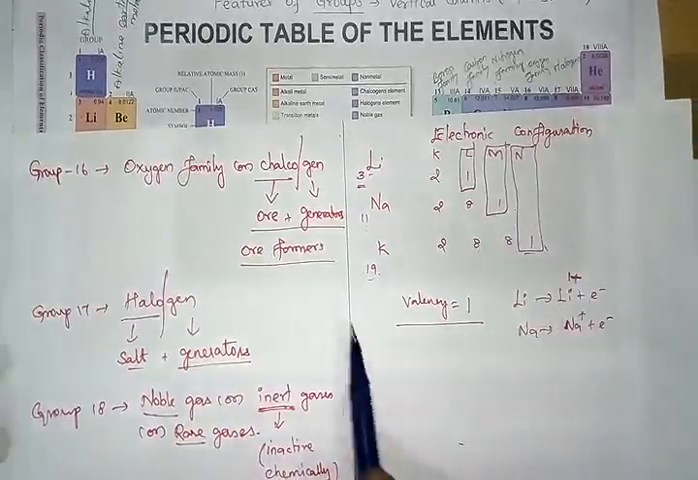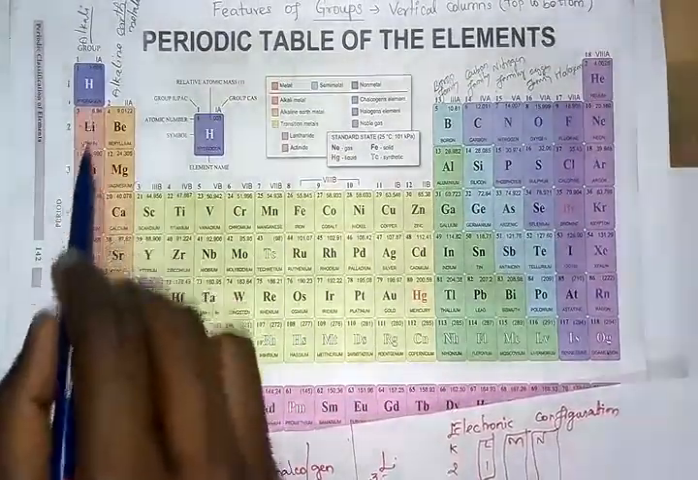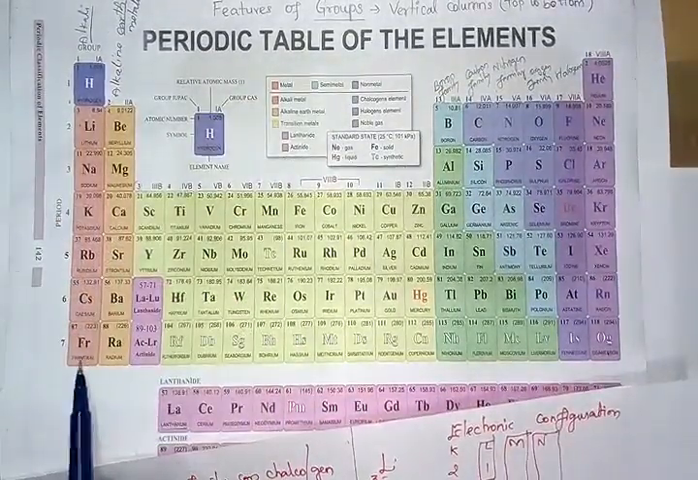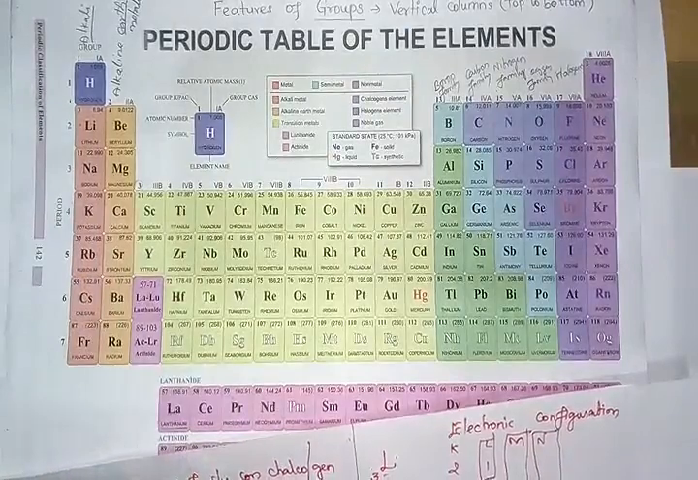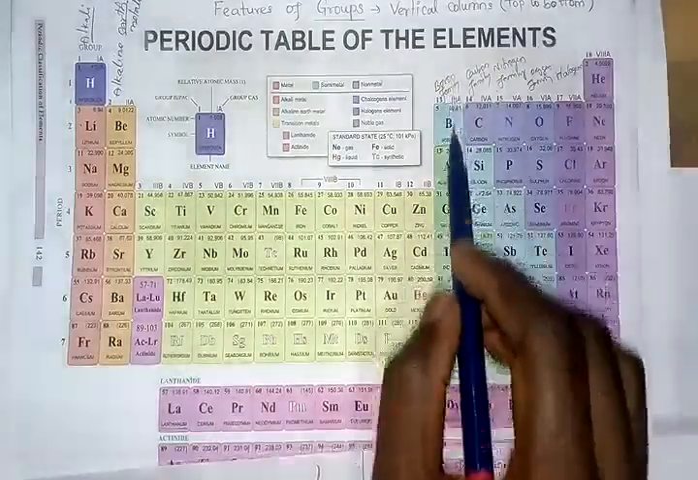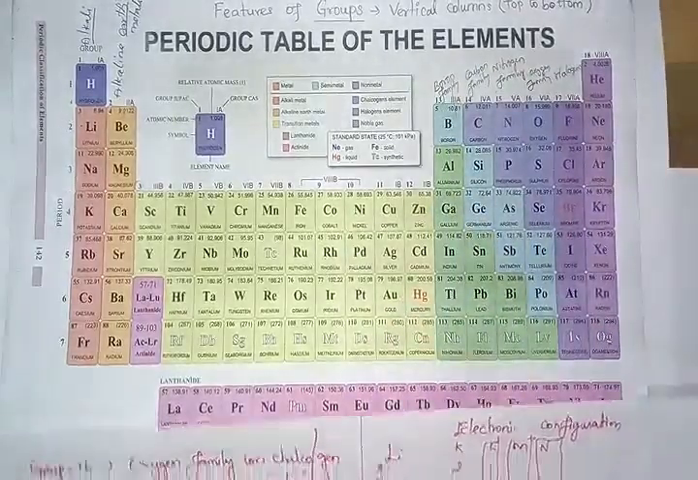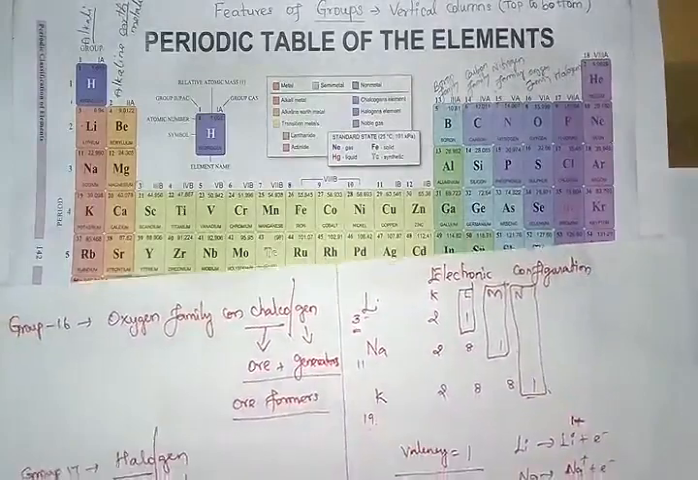Got it? So all the elements present in group 1 have a valency of 1. Similarly, group number 2 has a valency of 2. Group 13 also has a valency of 3. This idea we have already learnt in the 9th standard, so just a recall, remember.